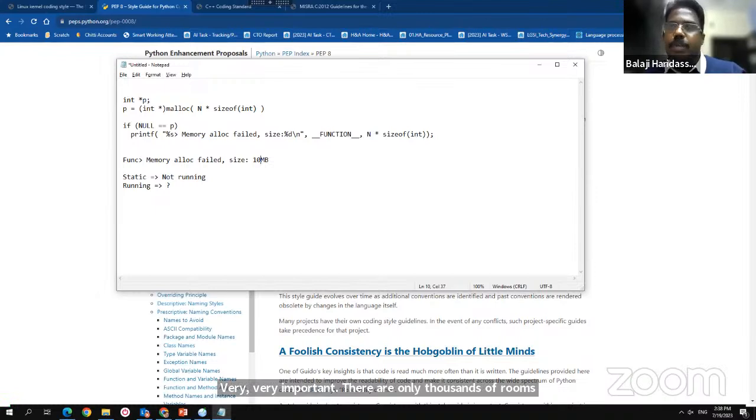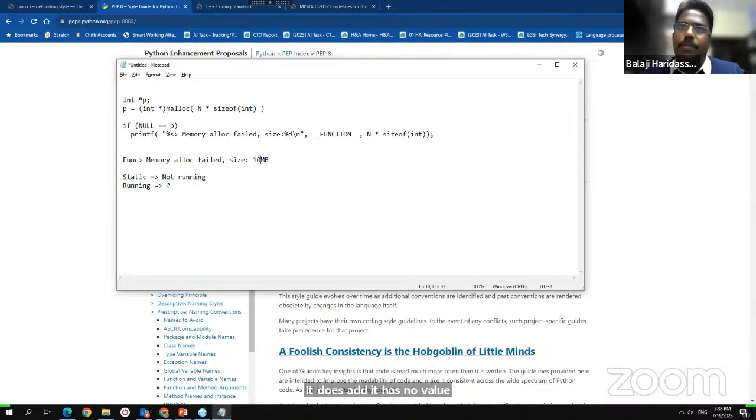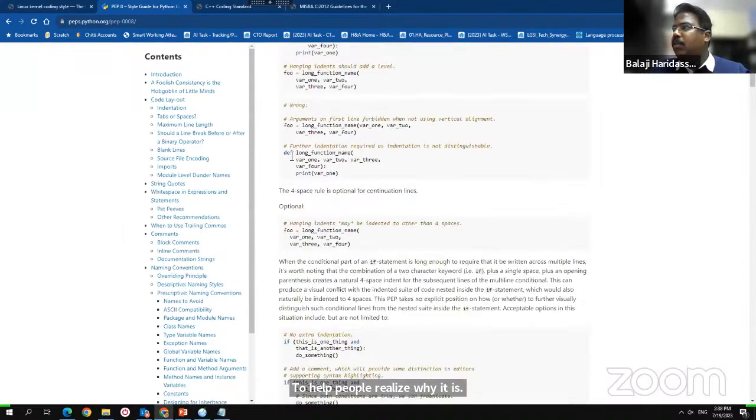There will be thousands of prints coming out when you run the code, and there are useless prints which do not give me any information. It adds no value. That's why you need a coding standard, to help people realize why it is needed. So PEP 8 is one such standard which says, okay, you write your function this way.